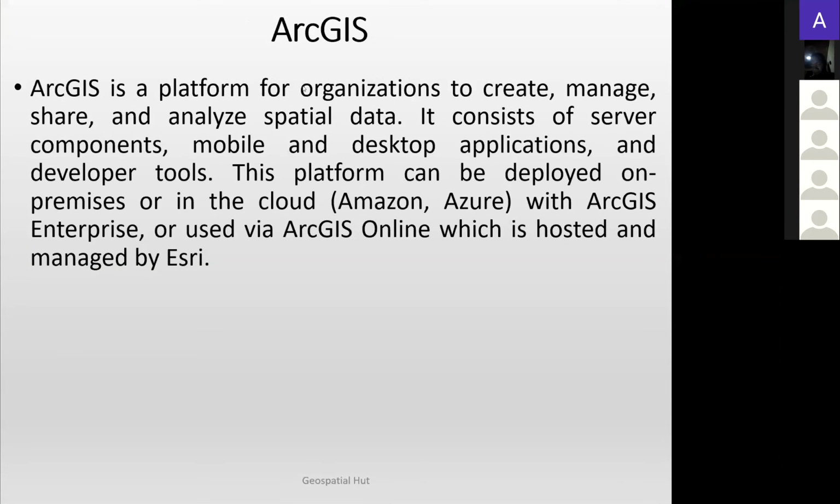When we talk about ArcGIS, ArcGIS is a platform for organizations to create, manage, share, and analyze spatial data. It consists of server, component, mobile, desktop, application, and the rest of them. And now they have what they call ArcGIS Online. They also have what they call cloud. So they are really incorporating a lot of things. But ArcGIS basically is a geospatial software for analyzing spatial data, and it is one of the oldest software when it comes to GIS.